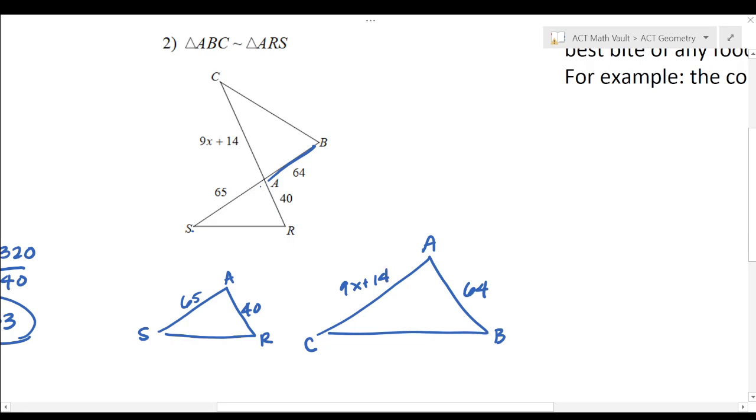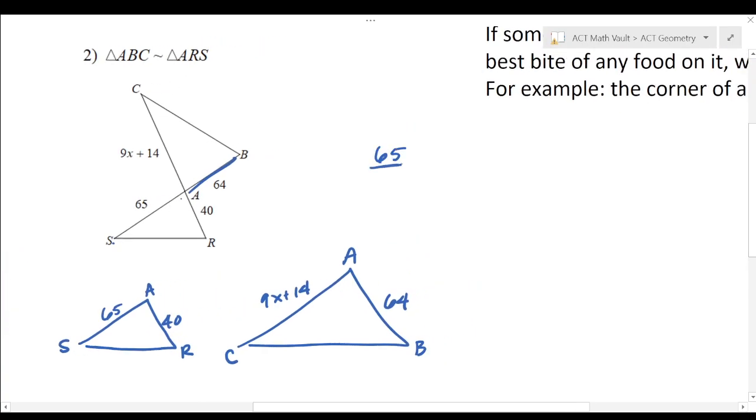So now I can set up my proportion. It's clear as day that this will go with this, right? Let's do small to big again with our ratio. So 65 over 9x plus 14 equals, and then small to big again, 40 over 64. Now, keep in mind that a calculator will speed this up for you. That's 65 times 64 equals, and then 40 times 9x plus 14.